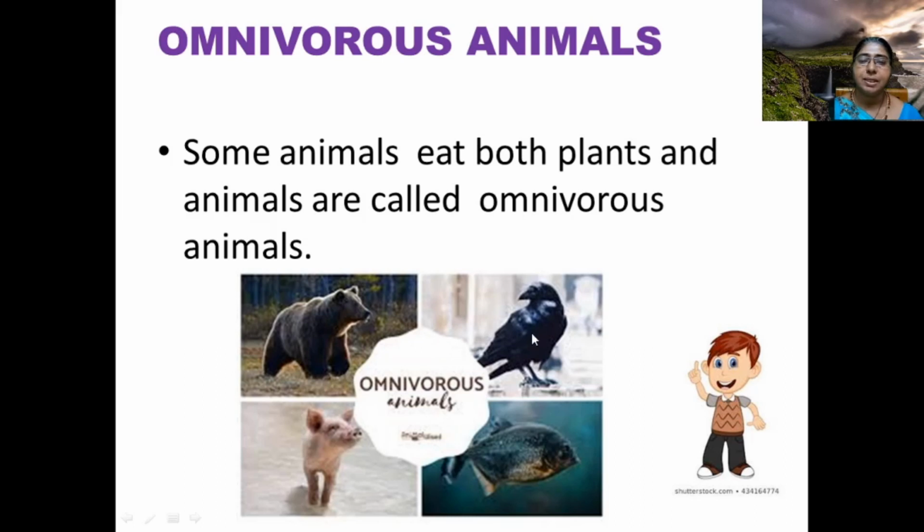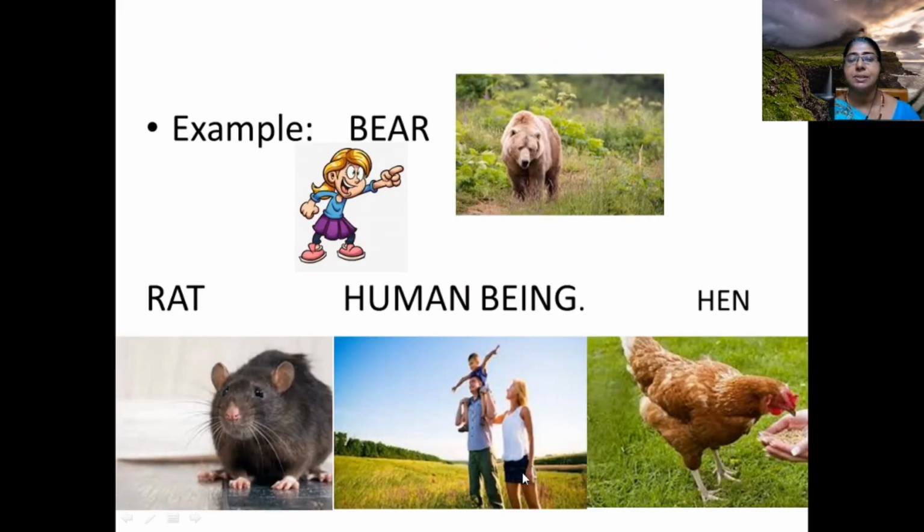Crow also, you know that they eat seeds, grains and vegetable matter, and also they eat the flesh of other animals. Pig also same way, and fish also eat both plants and animals. Other examples are rat, they also eat both plants and animals. Human beings, you know that we eat fruits, vegetables, pulses, cereals. At the same time, we eat the meat of other animals. So hen also is an omnivore. So these are the examples of omnivores.